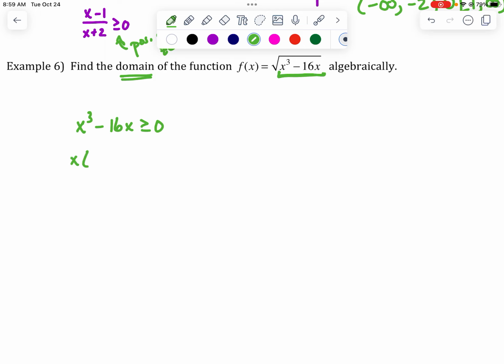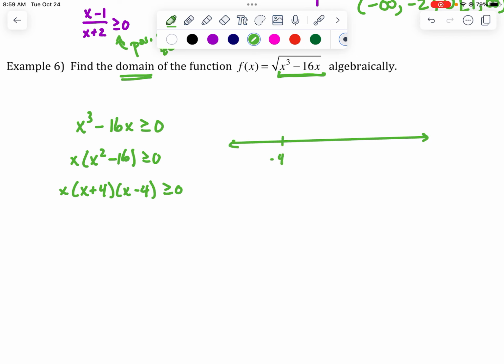So if I factor out the x, I'd have x squared minus 16. That will factor to x plus 4, x minus 4. And I can set up my number line. I'm probably starting to get pretty good at setting these up, hopefully. A little bit quicker. So what would make it 0? 0, -4, and 4. Right, so then we've got our factors, x plus 4, and x minus 4. Right, and so then let's pick -5, and -1, and 1, and 5.